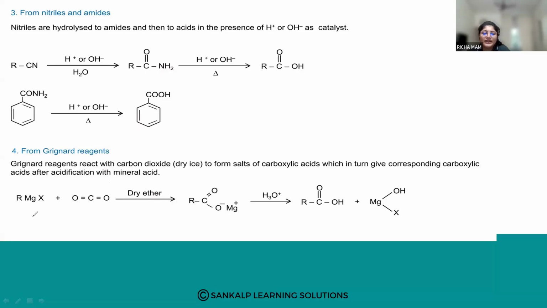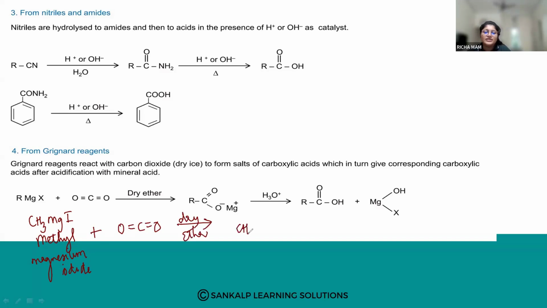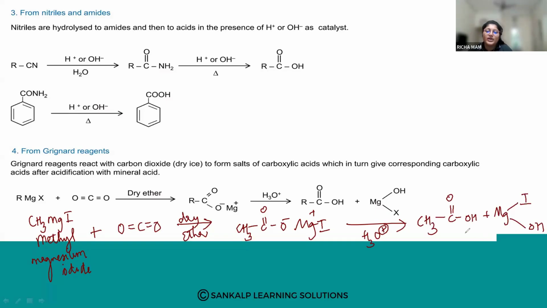I'll take R as methyl. So methyl magnesium X, I'll take X as I. So it is methyl magnesium iodide. React it with dry ice in the presence of dry ether. What am I going to get? CH3, C double bond O, O MgI. Then this will undergo acid hydrolysis further to give you what? CH3, C double bond OH plus MgI and OH. So I'm going to get acetic acid.